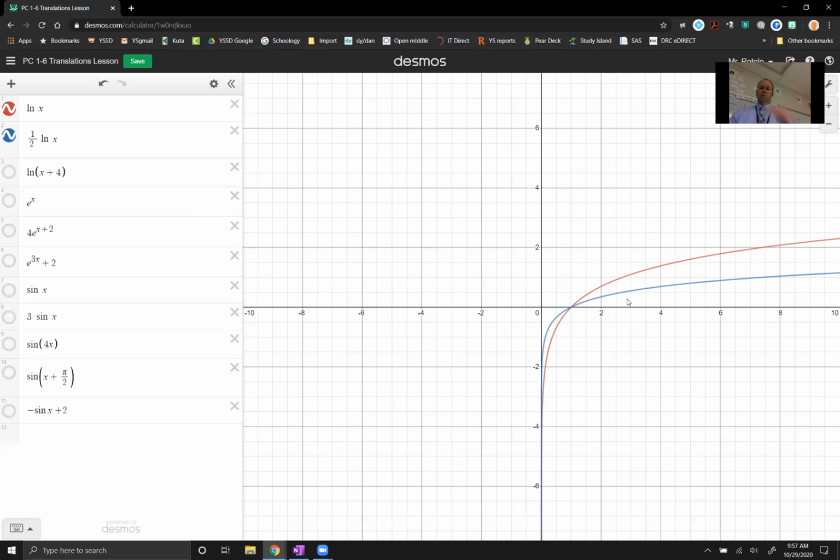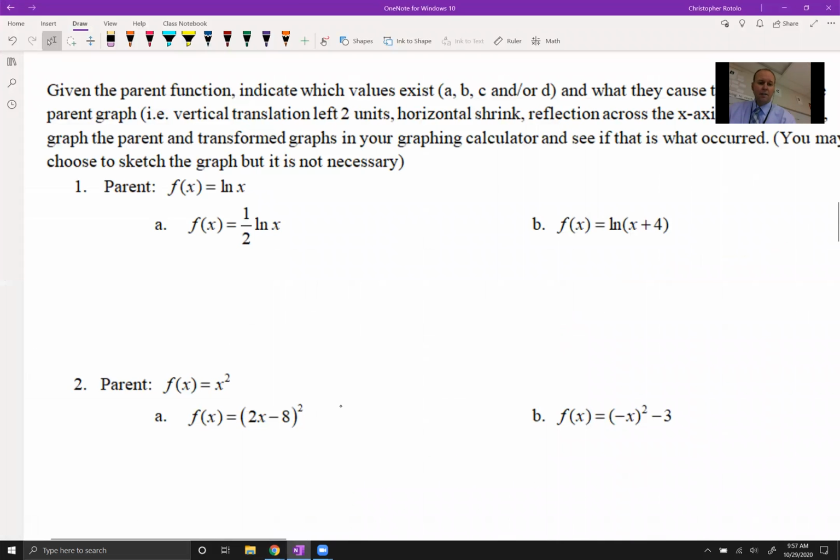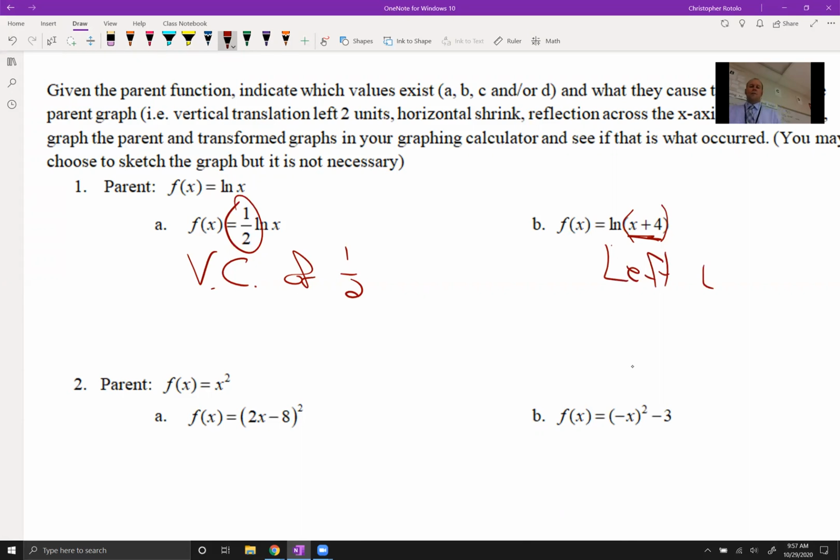So here it is. Now it's the blue one, so it's been squished a good bit. I'm going to jump back and forth a little bit. This should be on the side here. So this is an A value. So this is a vertical compression of 1/2. And the next one, we have x plus 4. It's inside these parentheses, so that means it's the inside part. So we're going to say that that's left and right. And since it's positive 4, that means it's going to go to the negative. Got ahead of myself there. So that means it's going to be left 4 units. So left 4 units.